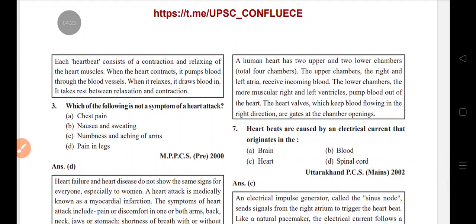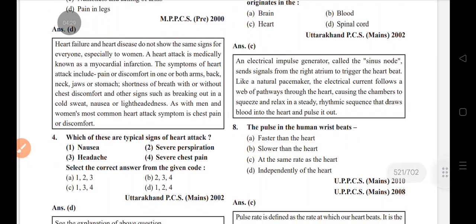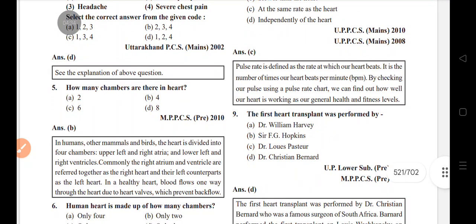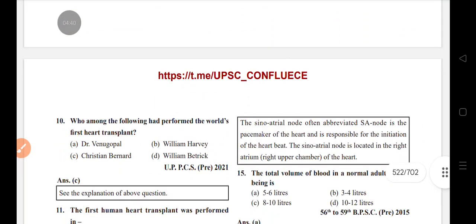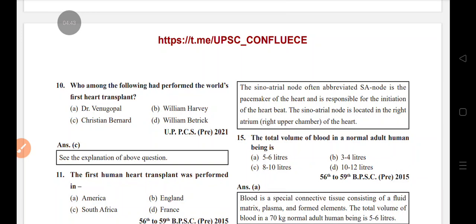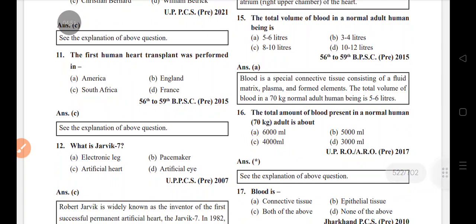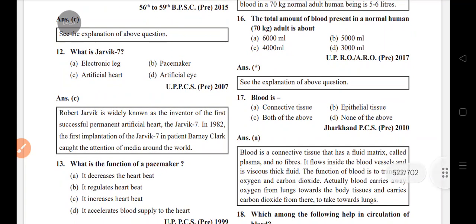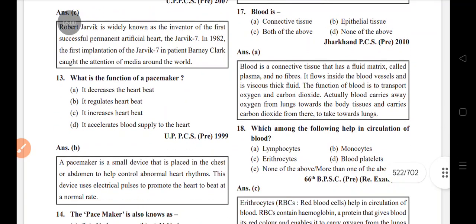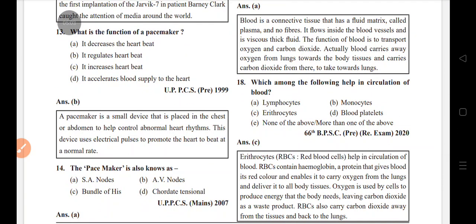Heartbeats are caused by an electrical current that originates in the heart. The pulse in the human wrist beats at the same rate as the heart. The first heart transplant was performed by Christiaan Barnard. Who among the following performed the world's first heart transplant? Christiaan Barnard. The first human heart transplant was performed in South Africa. Jarvik 7 artificial heart. Function of the pacemaker: it regulates heartbeat. The pacemaker is also known as the SA node.